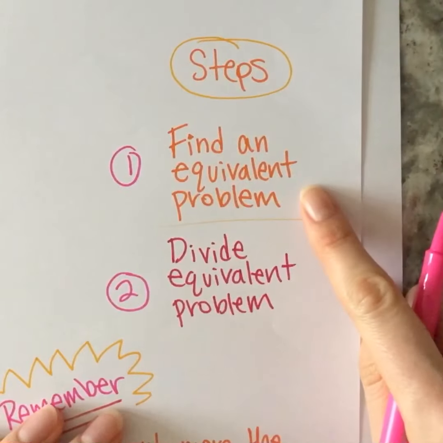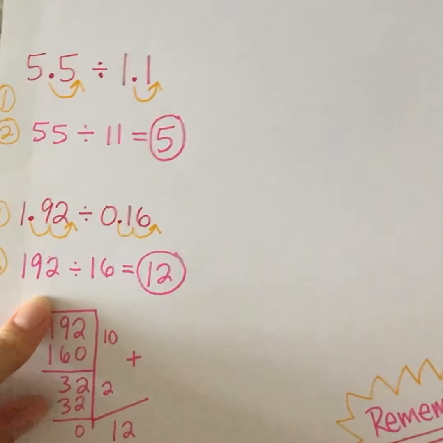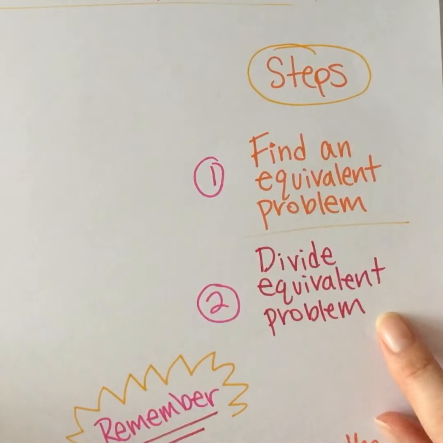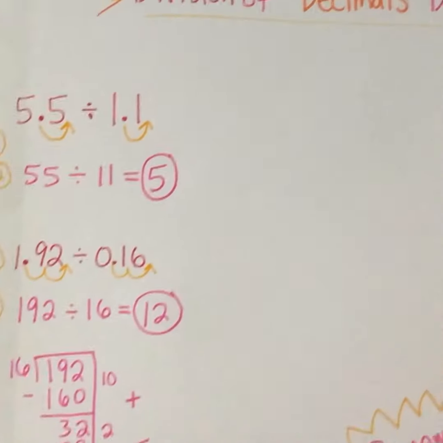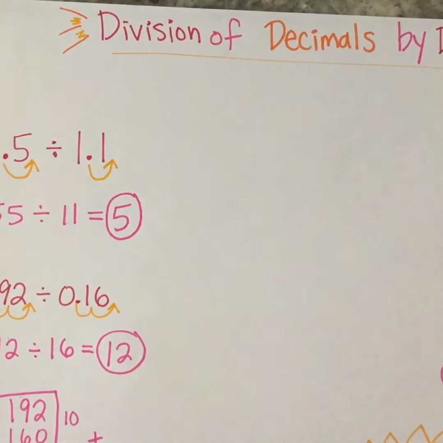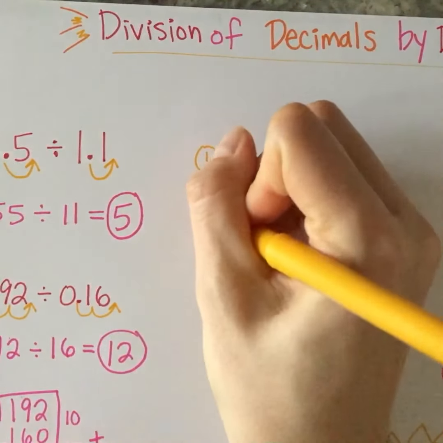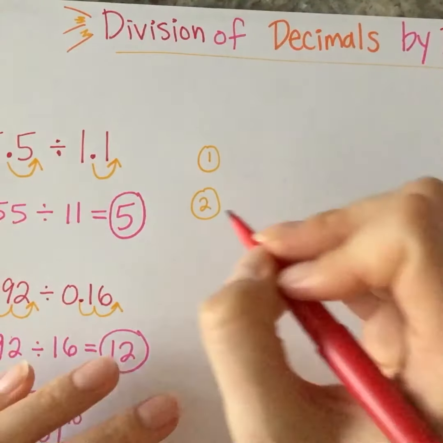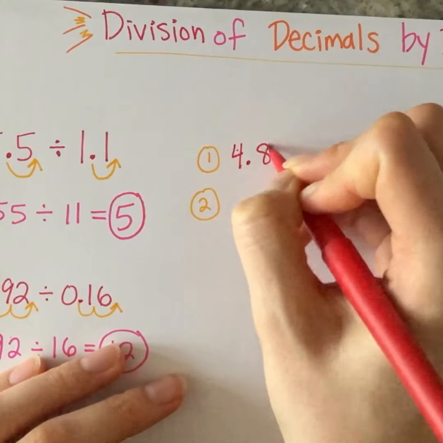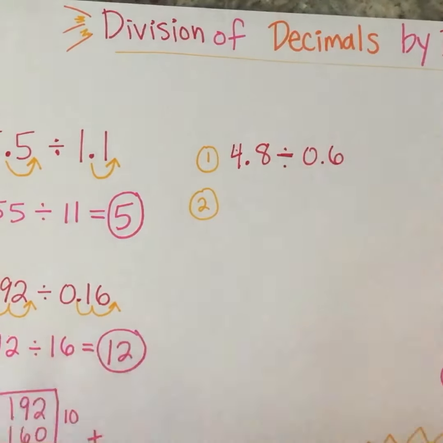So we remember we found the equivalent problem here by moving our decimal point, and we divided that equivalent problem, and there we have it. We'll do one more example. First step, we'll be finding our equivalent problem, and second step, we will solve division. Okay, so our dividend is 4 and 8/10 divided by 6/10.